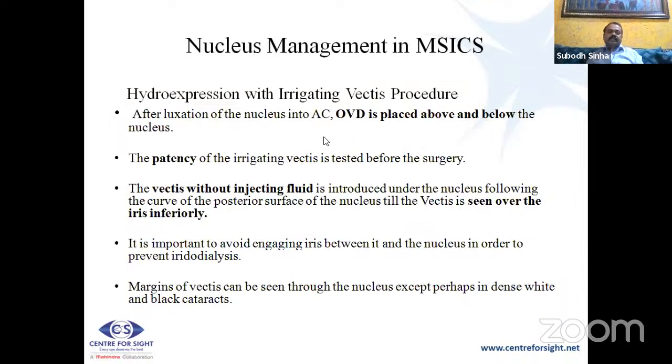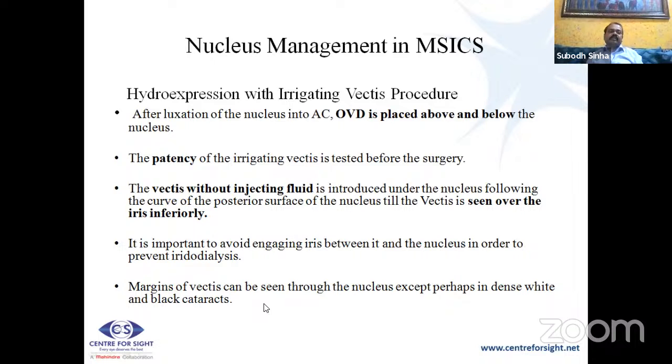In this technique, after you have prolapsed the nucleus, you put OVD above and below the nucleus. Before introducing the irrigating vectis, the common mistake we make is that we don't check the patency of the vectis. That should always be done. Then introduce the vectis without injecting fluid. While introducing the vectis, don't inject any fluid. Then you follow the posterior curvature of the nucleus till the vectis is now above the iris inferiorly. Be careful here, don't go behind the iris. That may lead to iridodialysis.